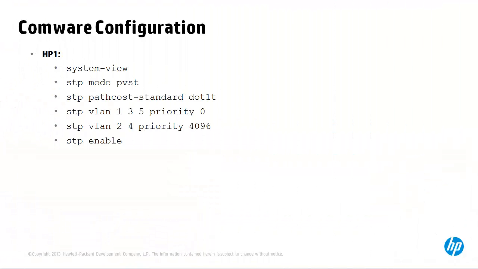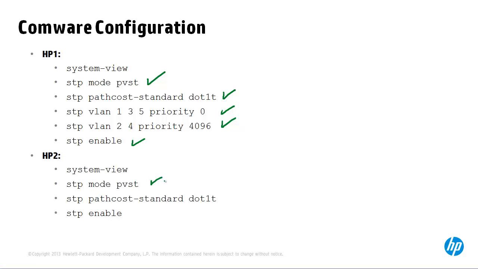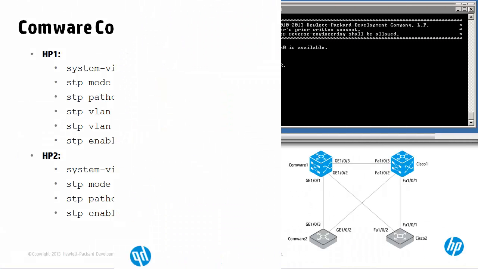So on the HP switches, we need to set the mode to PVST and enable spanning tree as well as use industry standard cost values. On HP1, we'll also set the priorities, which is the opposite of the values configured on Cisco 1 to ensure load sharing. On HP2, set the mode to PVST, use industry standard cost values, and enable spanning tree.